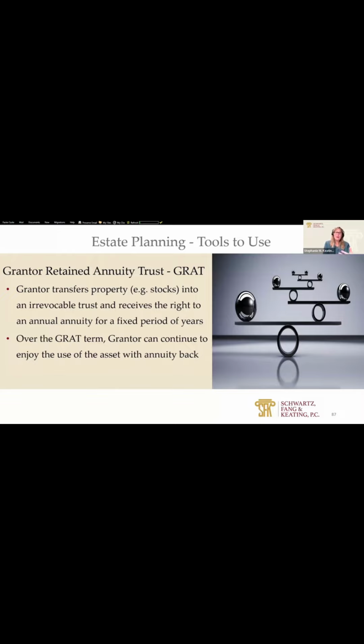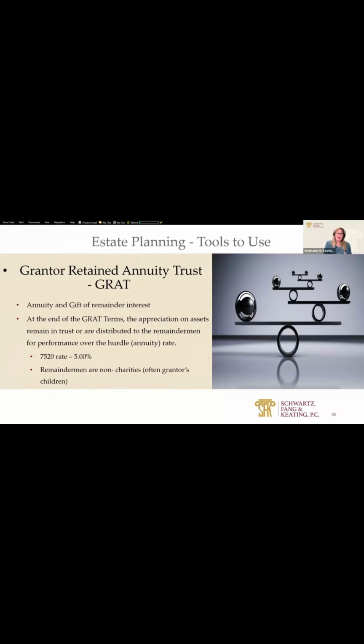So over the term, the grantor is still having the benefit of the use of these assets because of the annuity that comes back to them, right? So you have the annuity and you have a gift of the remainder interest. Sound familiar? It's very much like a CRUT, except you're using marketable securities, right? So at the beginning, you're going to calculate the gift of what's going to be left, right? This is how it works.